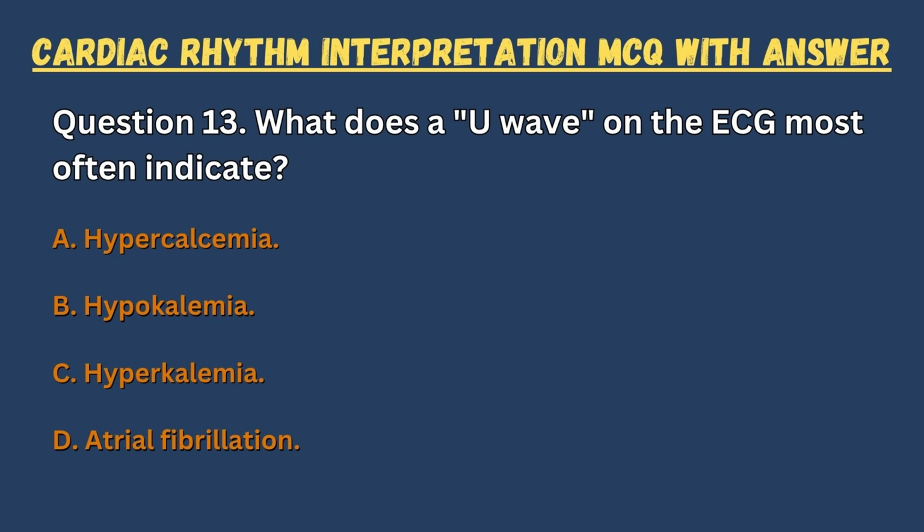Question 13. What does a U wave on the ECG most often indicate? A. Hypercalcemia. B. Hypokalemia. C. Hyperkalemia. D. Atrial fibrillation.